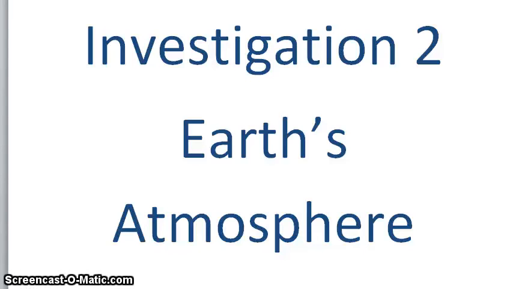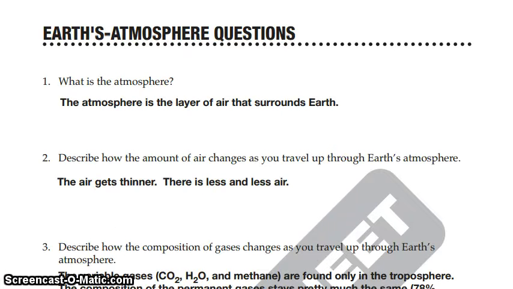Okay, today we're going to finish off Investigation 2, and we're going to talk about the different layers of the Earth's atmosphere. So as we start to look at the different layers of Earth's atmosphere, we had a worksheet that went along with this. And the worksheet started off with what is the atmosphere. The atmosphere is the layer of air surrounding Earth.